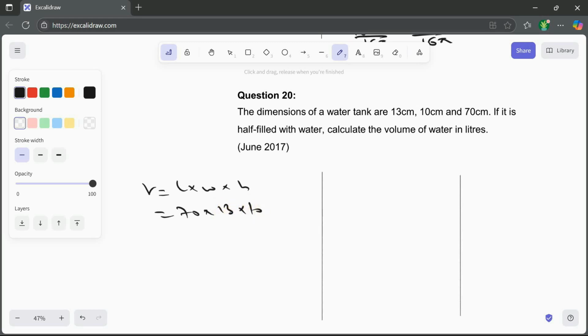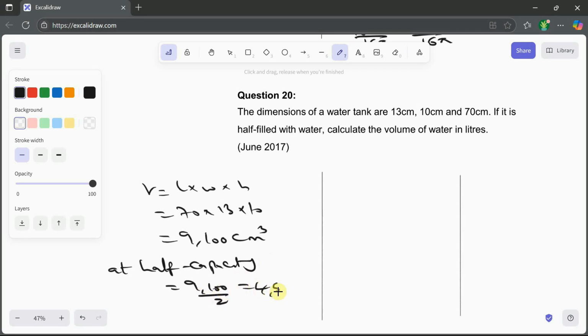So 70 times 13 times 10 will give you 9,100 centimeter cube. Now, it said the tank is half filled, so this is the volume when it is full. At half capacity, that will be 9,100 divided by 2, and that will give you 4,550 centimeter cube. But we know that 1,000 centimeter cube is 1 liter, right?